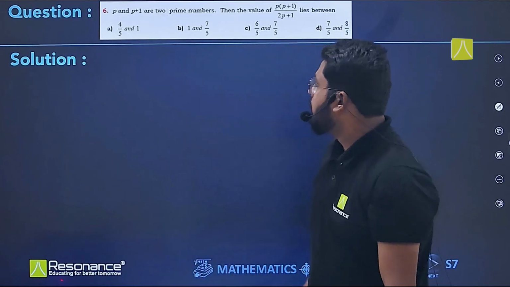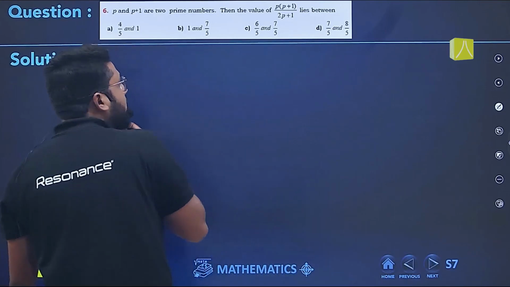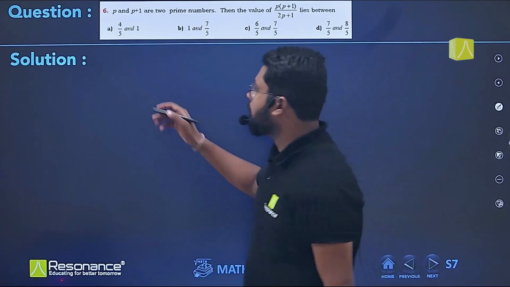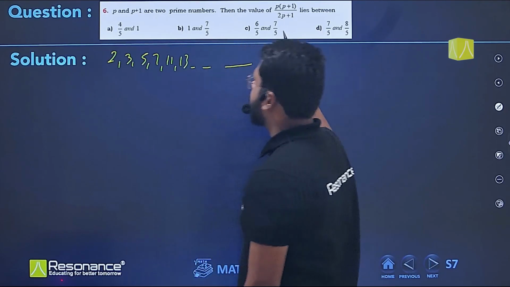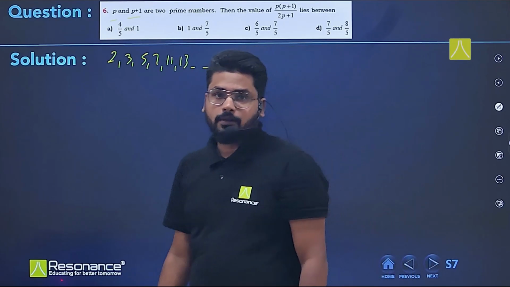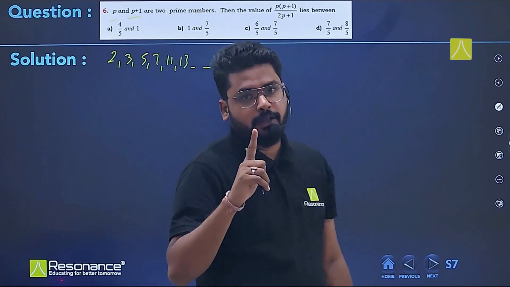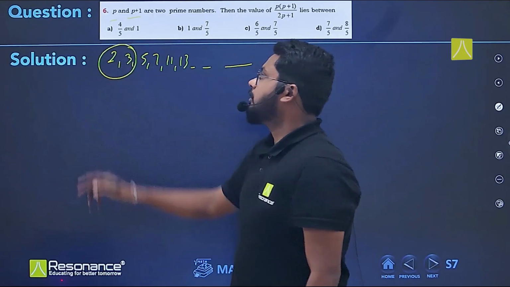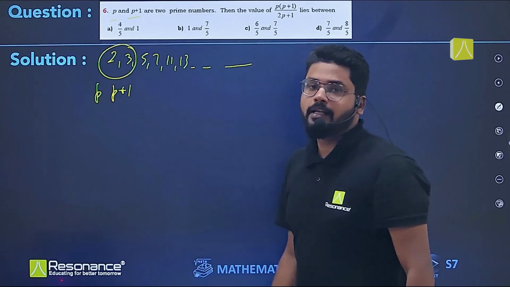Question number 6. P and P plus 1 are two prime numbers. Then the value of P into P plus 1 over 2P plus 1 lies between what? Okay. First we can see the prime numbers starting from 2: 2, 3, 5, 7, then 11, then 13, and it goes on. From the question you can see that P and P plus 1 are two prime numbers. This means they are consecutive prime numbers, or the difference between two prime numbers is 1 only. So out of the whole prime number series, only two numbers are there, 2 and 3, which can be considered as P and P plus 1.